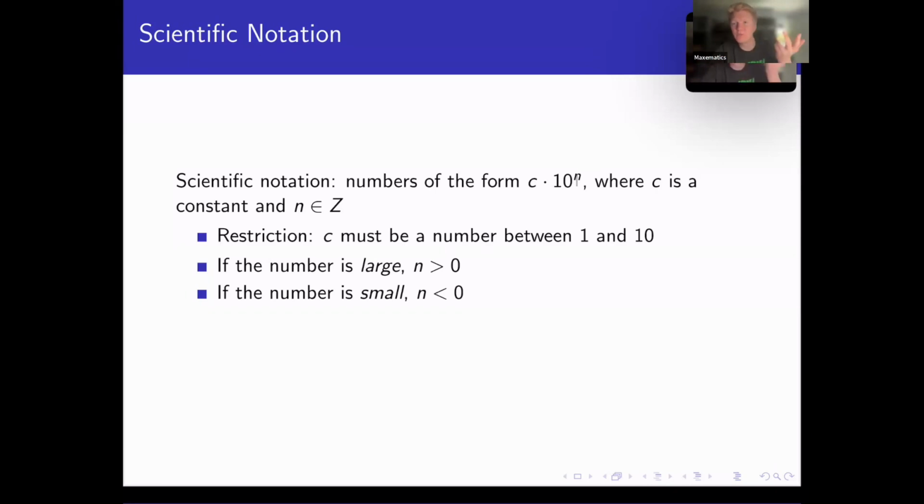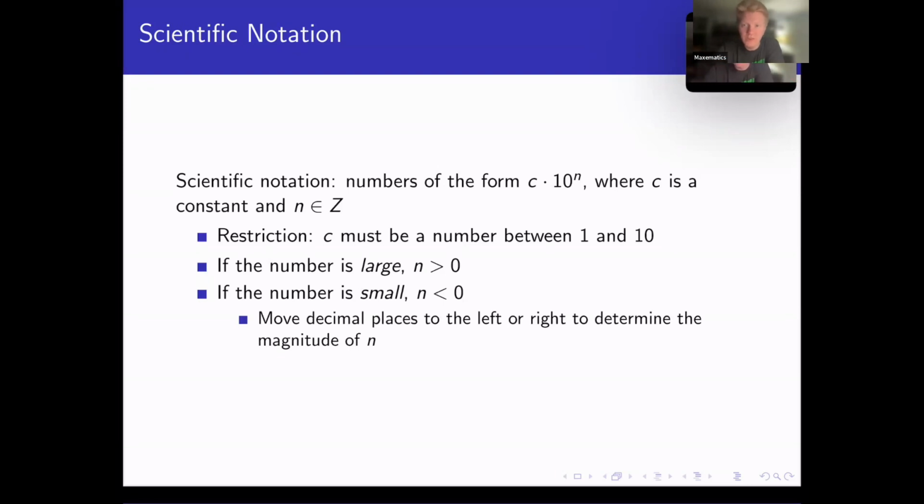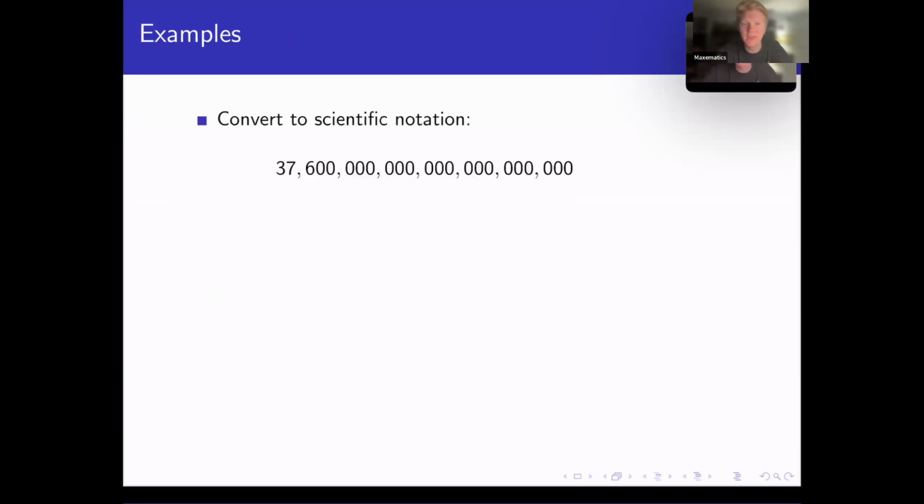Think about it this way. If we multiply by 10 to the -10, 10 to the -10 is 1 over 10 to the 10. So we're, in a sense, dividing by 10 billion. If we're dividing by 10 billion, our number should be very small. So what we're going to do is take whatever our number is and move decimal places to the left or to the right to determine the magnitude of n. So last slide, let's convert some numbers to scientific notation.